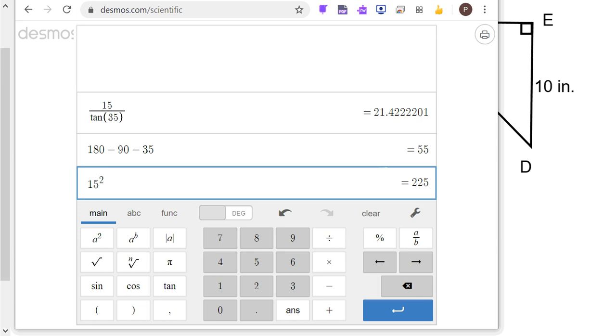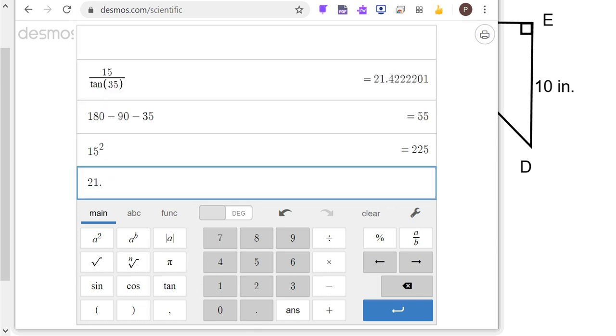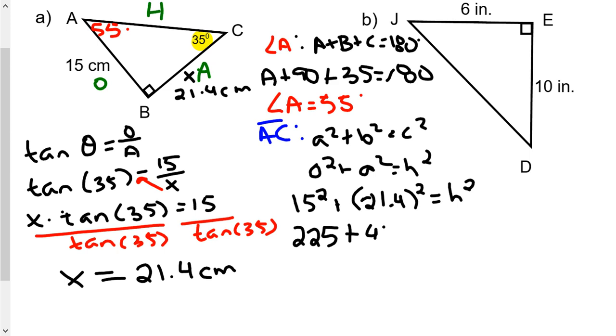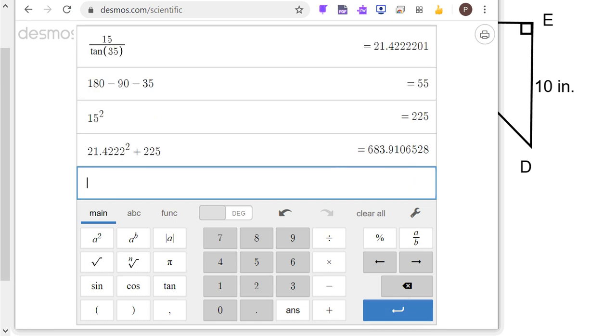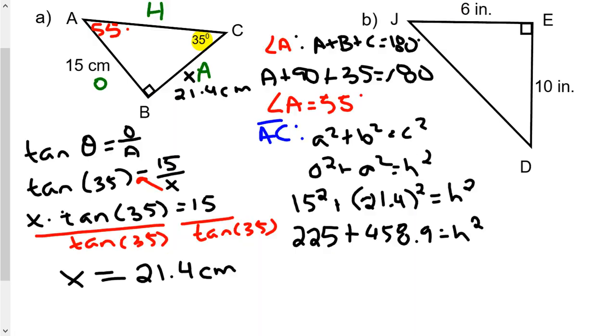21.4 squared. So I'm going to, if at all possible, go back and take more of these decimals, 21.4222. Let's take a few of them and square that, right? Keep as much precision as we can. So 458.9. That's going to be my hypotenuse squared. All right, so I'm going to add these 2 together. I'm just going to, from this answer, go plus that 225. 683.9.